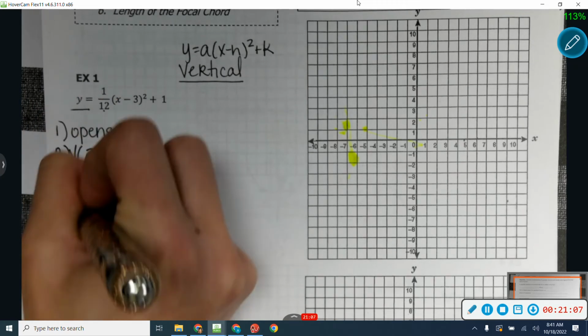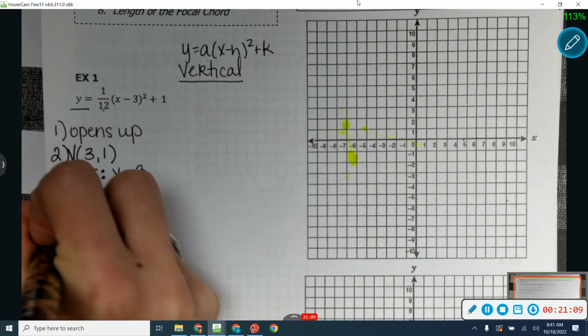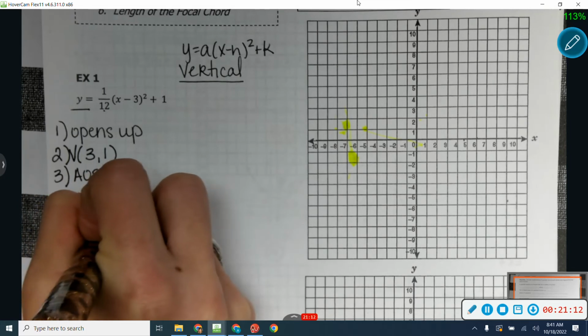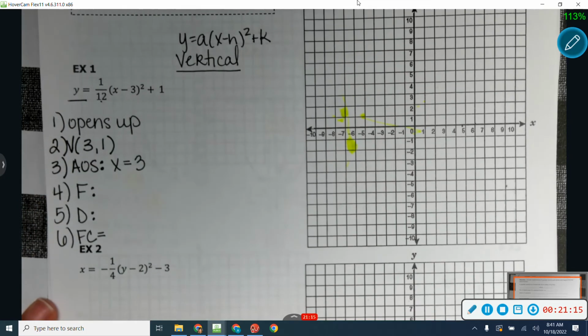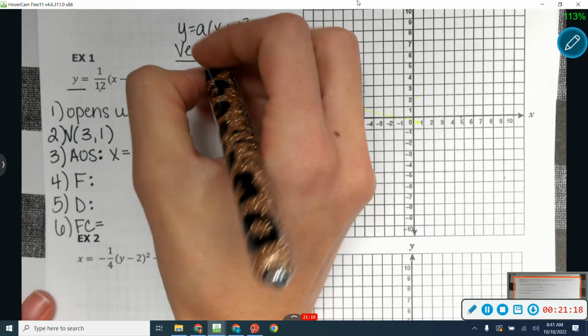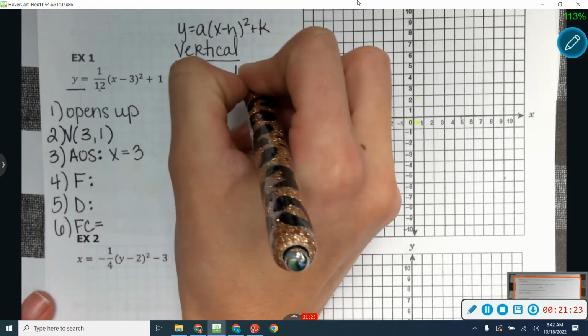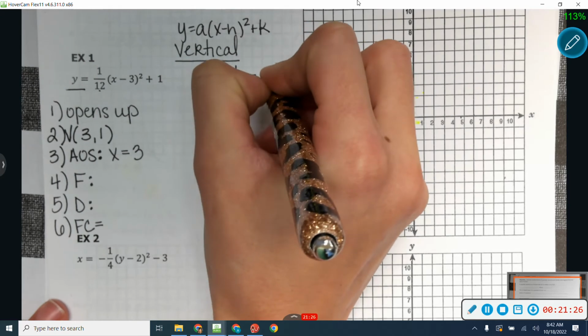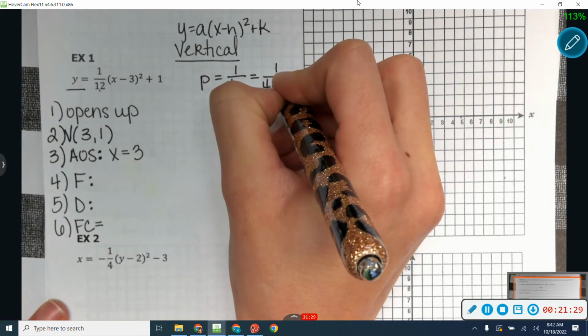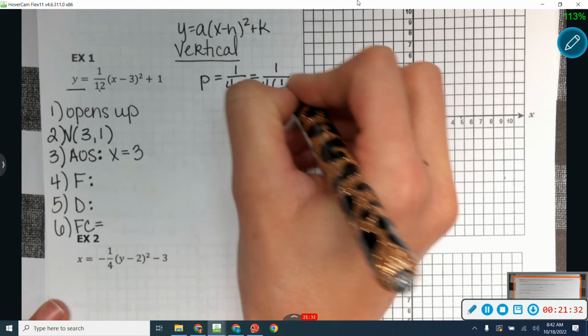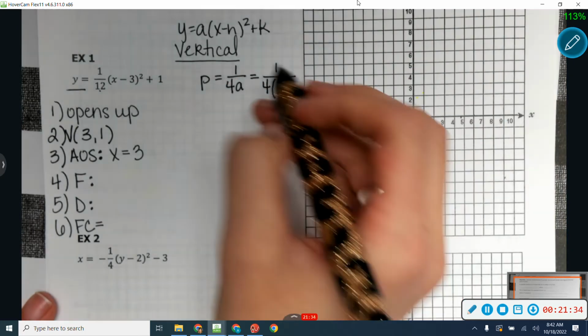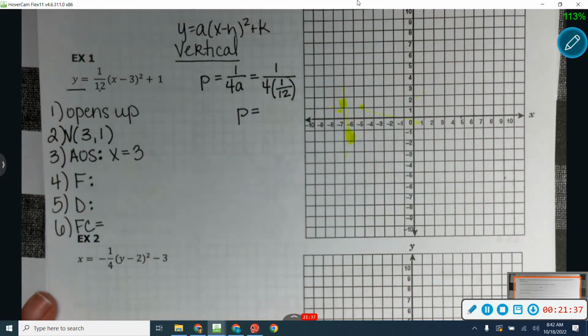Now for my focus, my directrix, and my focal chord, I need to find my P. Okay, so I'm going to find my P over to the right. So my P is 1 over 4a. So 1 over 4, what's my a value? 1 over 12. So that's going to give you P is equal to what? Should give you 3.